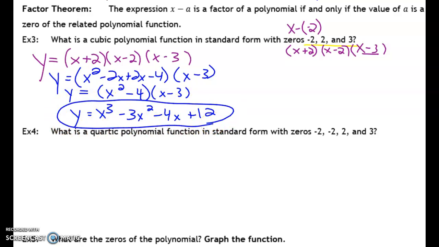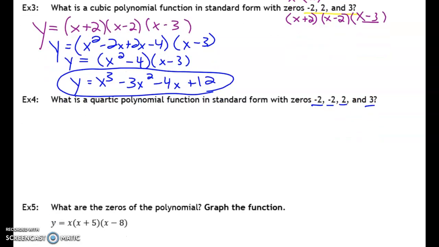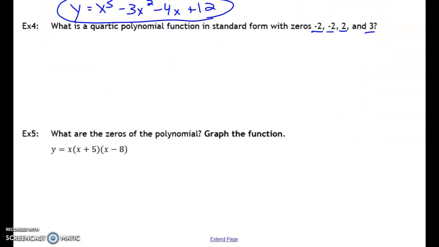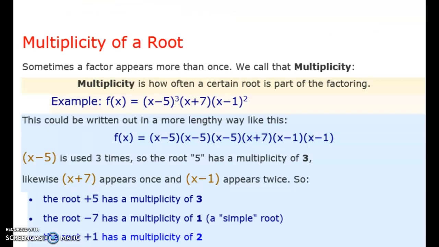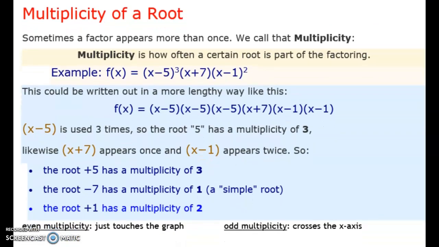All right, example 4 would just be another example like this, but with 4 zeros. So then just take 2 at a time, multiply them, and so on. Okay, and then example 5 is like one we already did too. So we're just going to jump to the back of the worksheet. Multiplicity of a root. So why don't you guys take a minute to read through this and go ahead and pause the video.